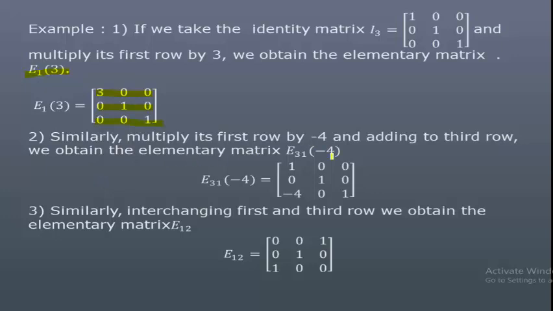Similarly, multiplying the first row by minus 4 and adding to the third row, we obtain the elementary matrix E31 minus 4. Multiplying the first row by minus 4 and adding to the third row, the first row is as it is, the second row is as it is, and the third row becomes minus 4, 0, 1. Similarly, interchanging the first and third row of this identity matrix of order 3 gives the interchange matrix. These are more examples of elementary matrices.